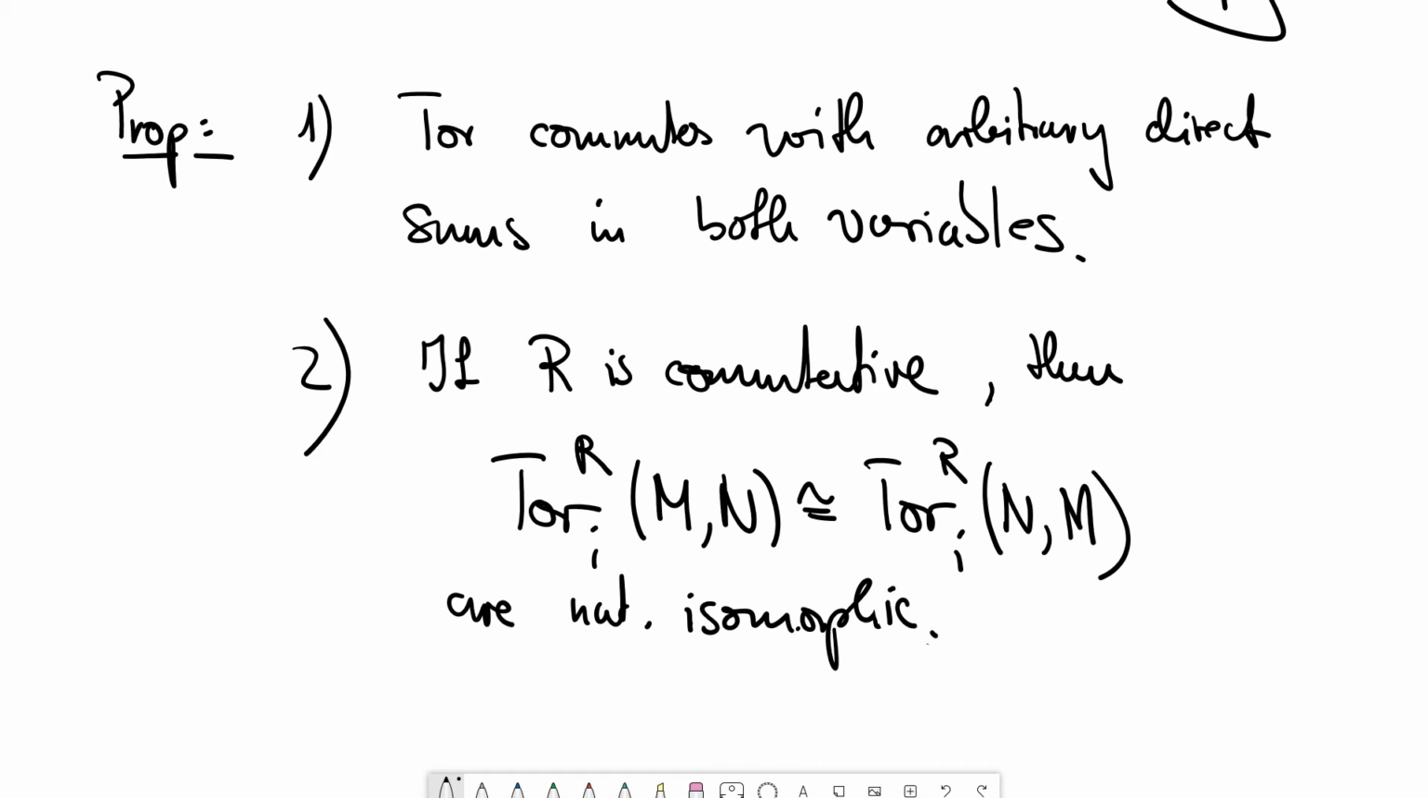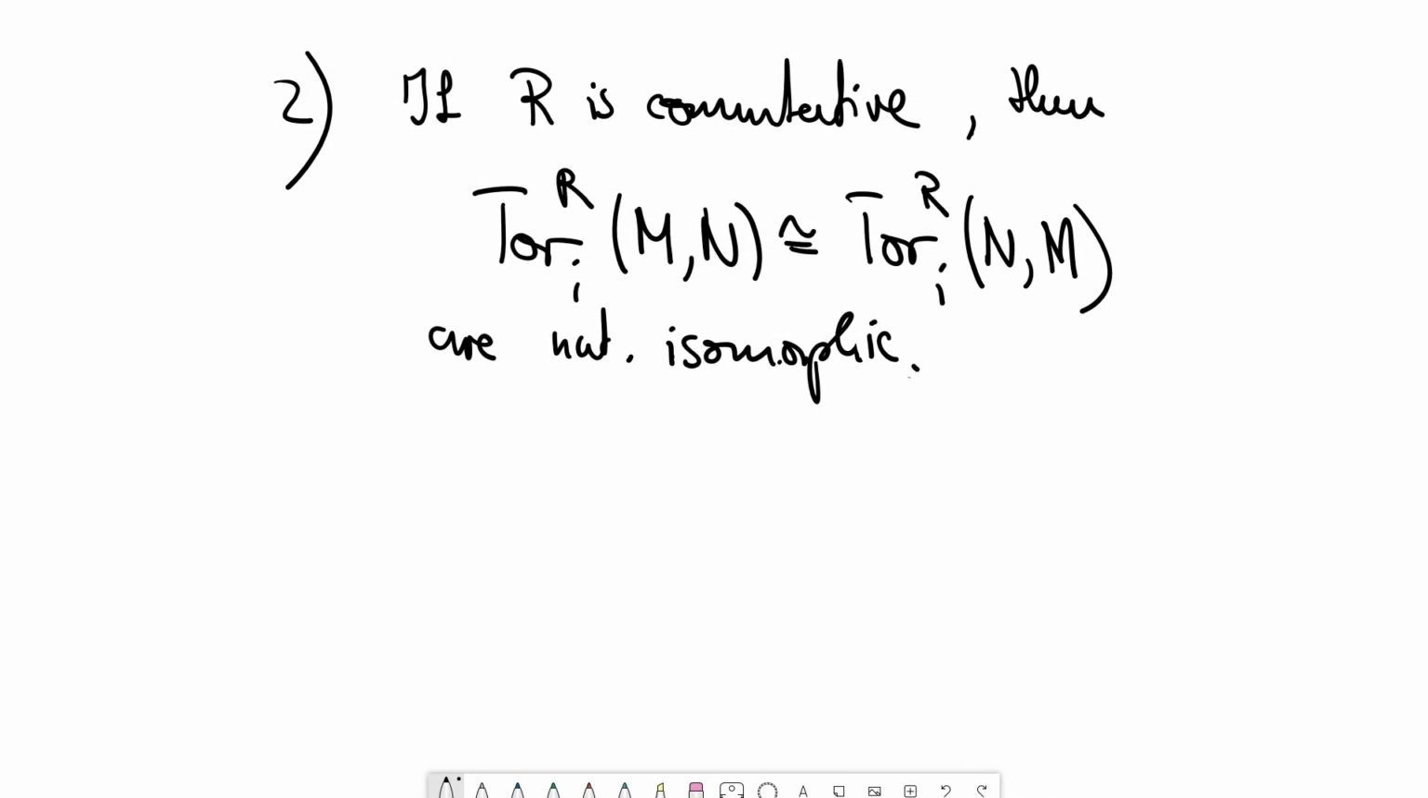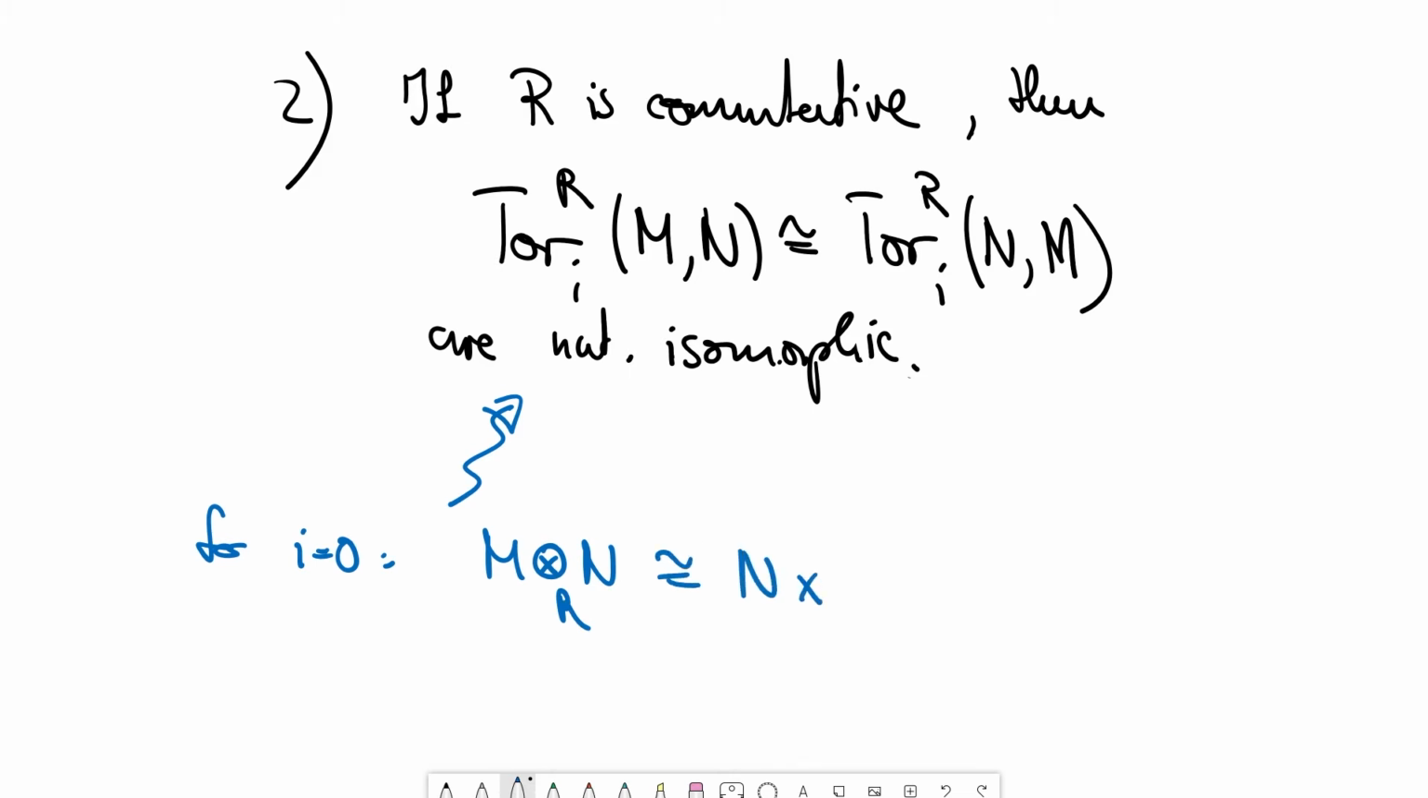I only want to make the remark that we didn't do this during the discussion of the tensor product: for i equals 0, this is the statement that M tensor N is isomorphic to N tensor M, which is of course true, and the isomorphism is given on the level of elementary tensors by mapping m tensor n to n tensor m. And to prove it for the Tor terms is actually a bit more involved, and I only state it.